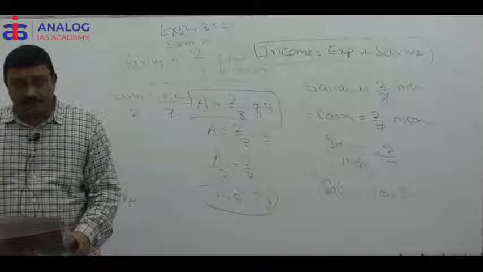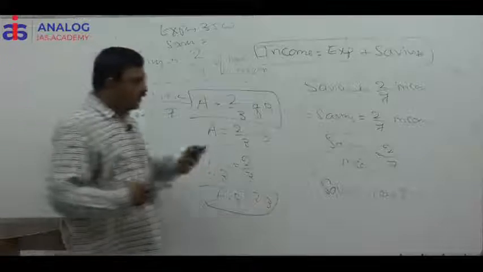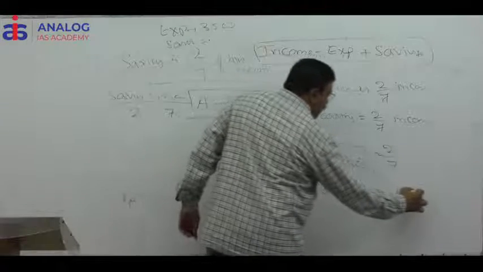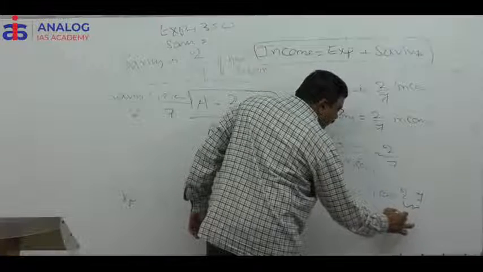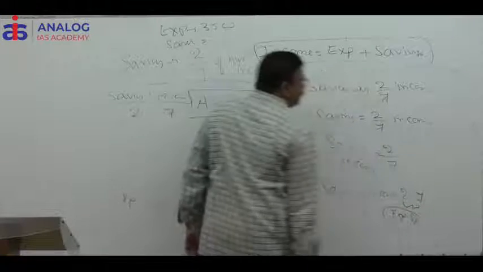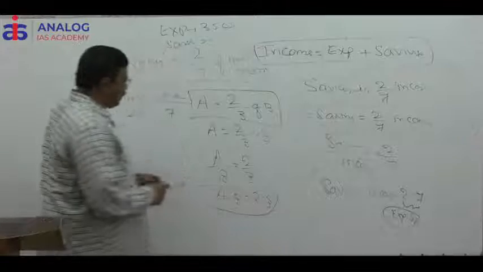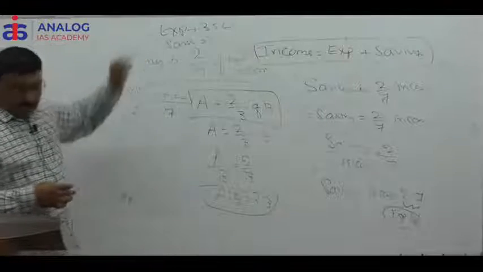Clear? After this one, again your style goes. What will the expenditure parts be? Expenditure will be 5 parts. So now you give your own style. How much is the expenditure? 3,500.